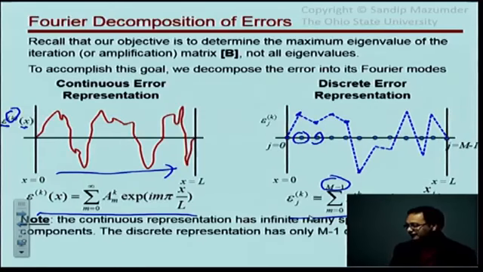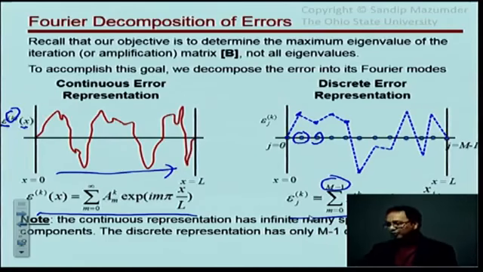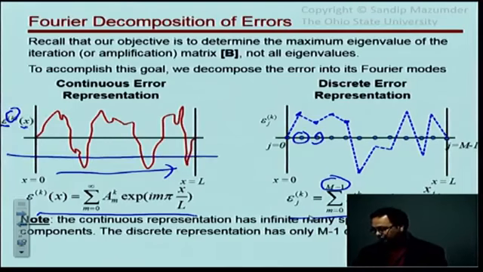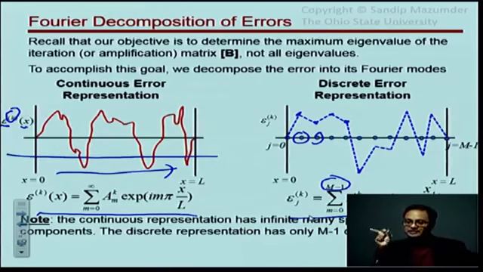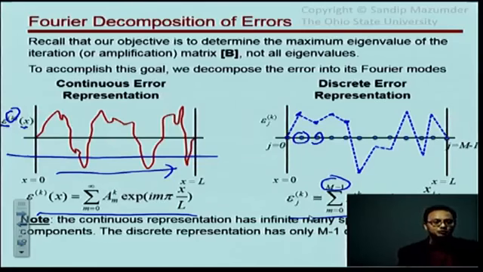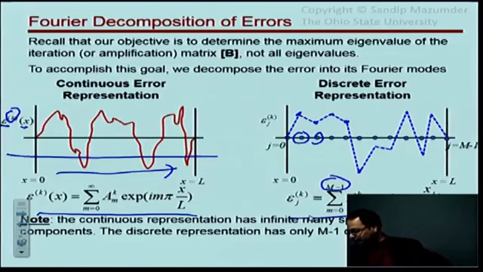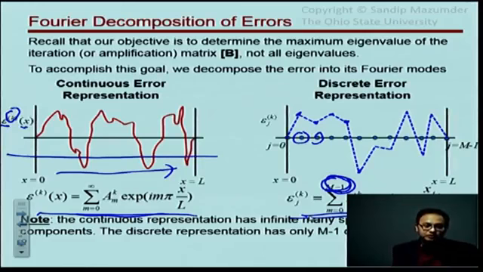That's because if you have, let's say, 10 points, any wavelength in the error that I have drawn here, the continuous curve, any wavelength that is smaller than the grid spacing cannot even be resolved. So therefore you have to have a finite number of terms in the Fourier series, because the Fourier series cannot support wavelengths that are smaller than the grid size in this case. So that's why we have a finite number of terms here. The only difference between this representation and that representation is in the total number of terms in the Fourier series that we are using.